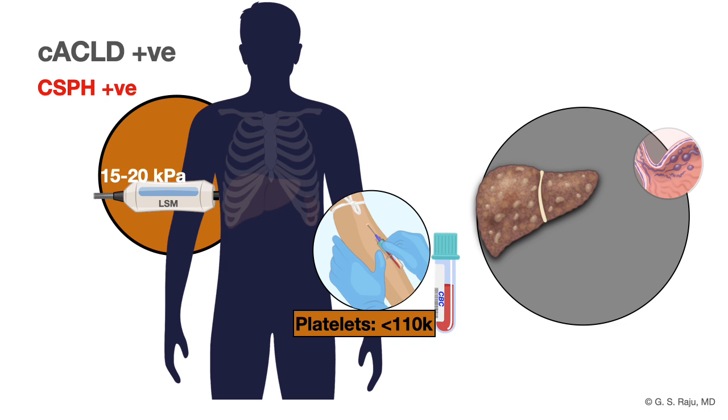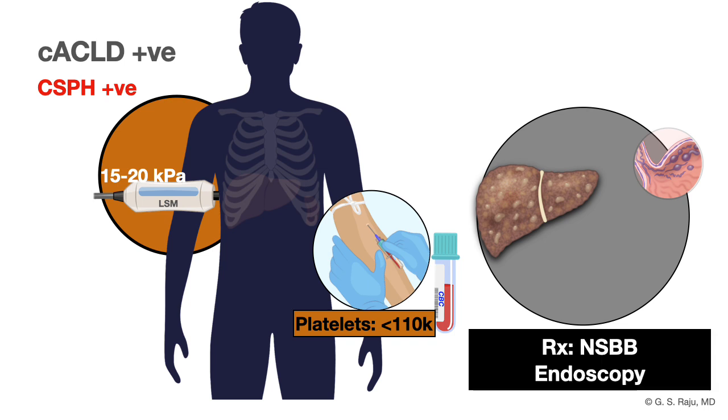In this case, when the liver stiffness measurement is 15 to 20, platelet count of less than 110, you really don't need to do endoscopy. You can start with non-selective beta blockers to prevent variceal bleeding. If the patient is intolerant to non-selective beta blockers or for some other reason, then you can consider endoscopy to look for varices, and depending upon the varices, you can decide about banding or not.